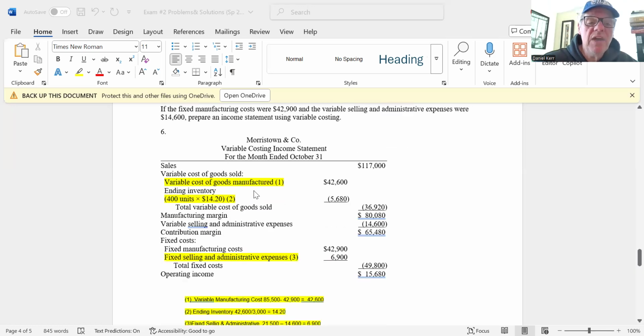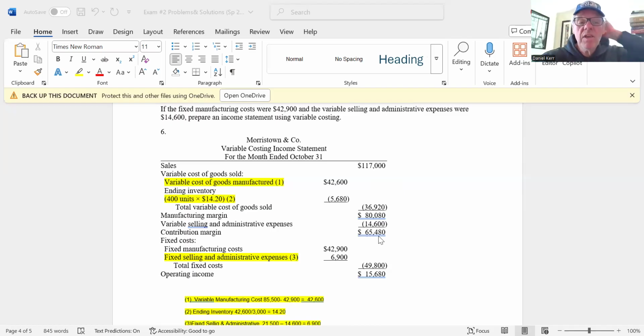So to get my variable manufacturing cost, 42,600 divided by 3,000 gives me a variable cost per unit of 1,420. I had 400 units, so 400 times 1,420 gives me 5,680. Okay, so there's where I got the variable cost of goods manufactured minus the ending inventory. That's how I got the ending inventory of variable cost. So that gives me total variable cost of goods sold. I subtract that from sales and I get manufacturing margin. Then they told me what variable selling and administrative expenses were, and that'll give me the contribution margin.